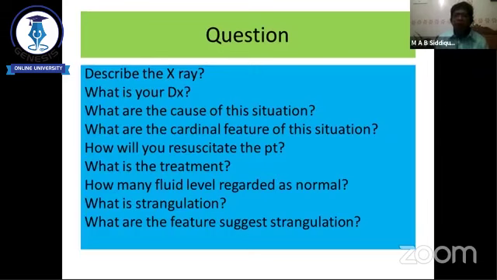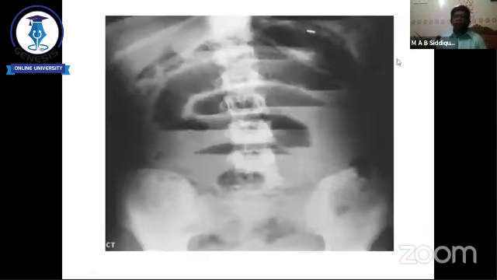How many fluid levels are regarded as normal? There are multiple fluid levels in this X-ray, and the highest normal number of fluid levels is 3. One is fundic, another is the duodenal cap, and another is the terminal ileum. So three fluid levels you may find in an abdominal X-ray are regarded as normal.